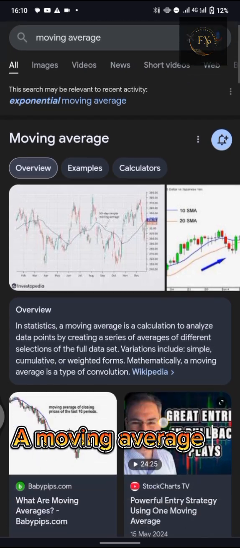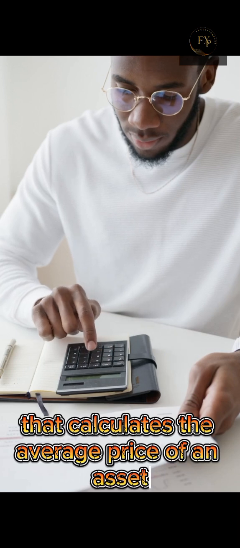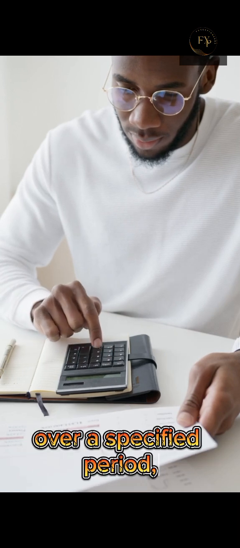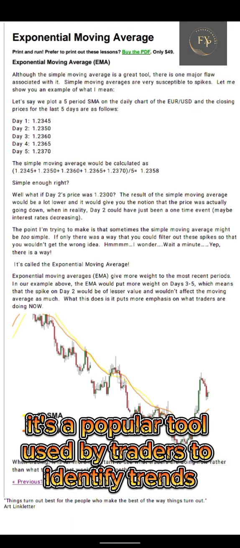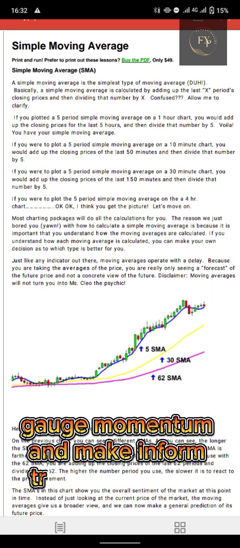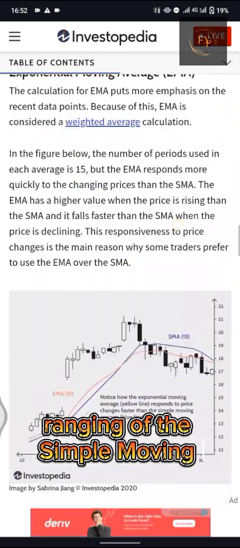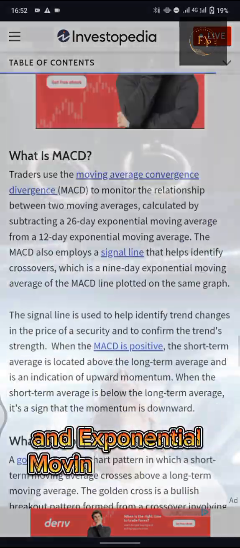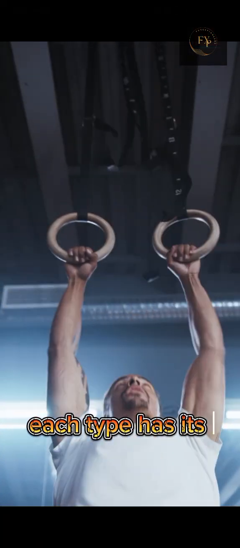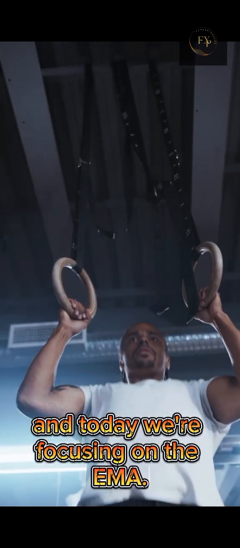A moving average is a technical indicator that calculates the average price of an asset over a specified period. It's a popular tool used by traders to identify trends, gauge momentum, and make informed trading decisions. There are several types of moving averages, including simple moving averages, weighted moving averages, and exponential moving averages. Each type has its strengths and weaknesses, and today we're focusing on the EMA.